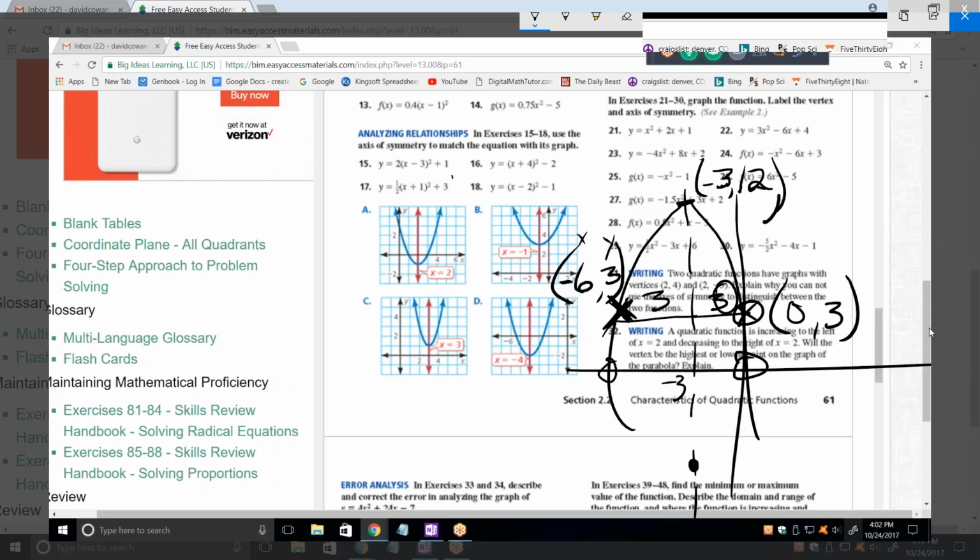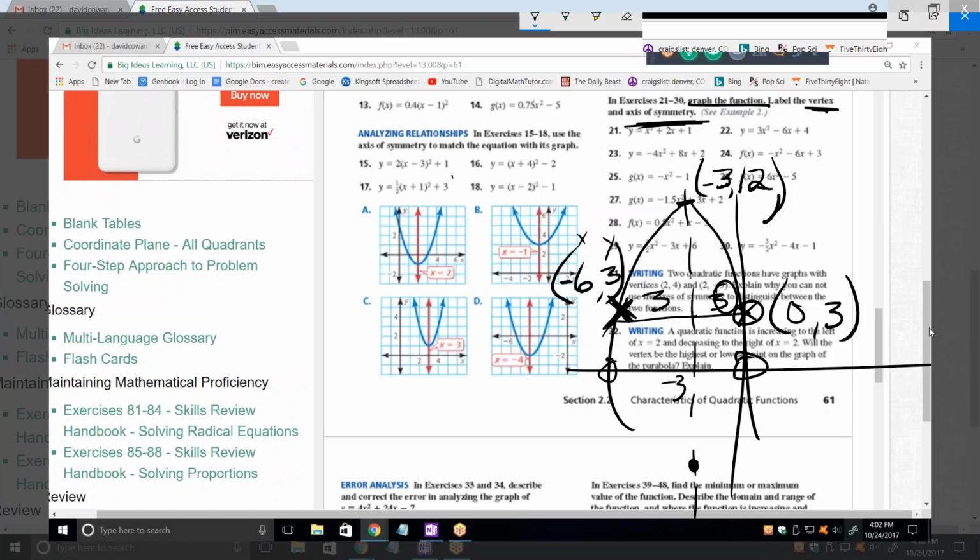So I've done all three things they wanted. I've graphed it, I've labeled the vertex, and the axis of symmetry. Now to actually graph it, you do need 3 points. You can't graph it with just the vertex.